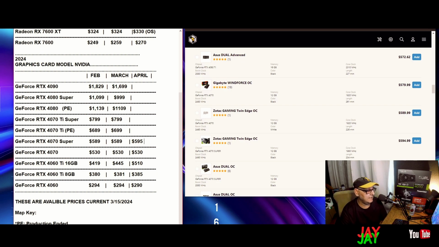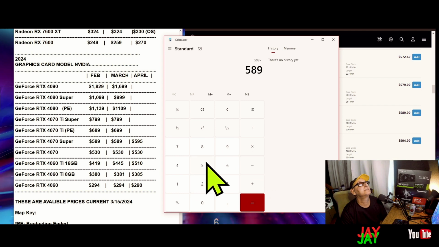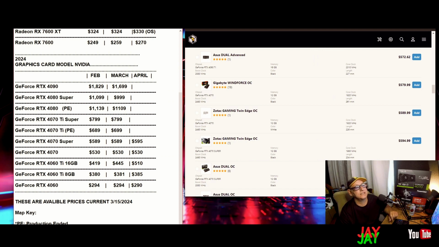From the 589, we'll just do the math. So we'll say 589 minus 595. So it went up $6 from February to April. So February and March, it stayed at about 589. So it hasn't moved around that much. $6, 4070 Super. Still a low deal. Okay, let's go ahead and leave that there.